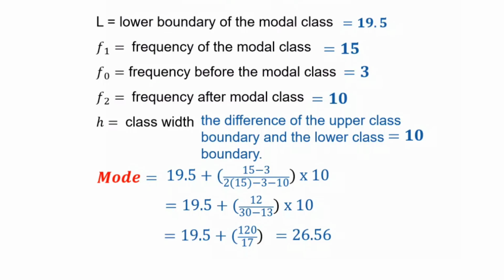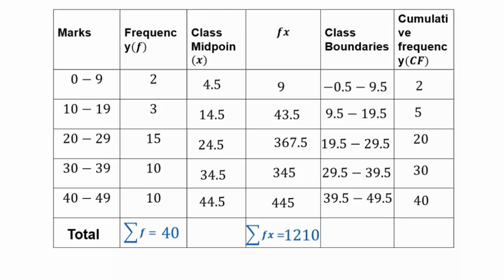Now, let's also find our median. But before we find our median, let's find the median class. So for the median class, let's come to our table. You know that before we even find the median, we also need the median class. When you added the frequencies, you got sigma f as 40. Yes, so the 40.